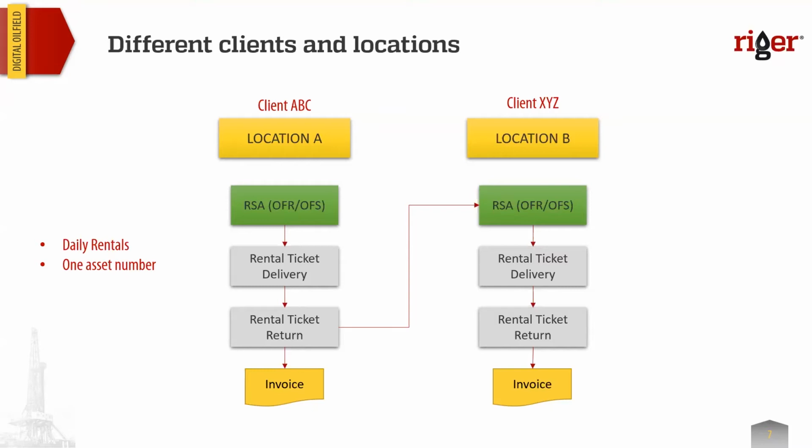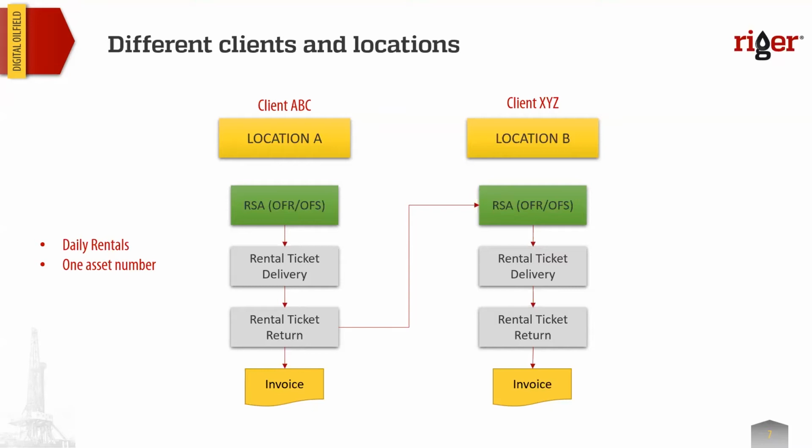Let's assume in this very simple scenario that the client has used our equipment and now wants to return it the same day. Okay, no problem. We generate a rental ticket return and we issue the invoice for this day for this asset number. But now if another client, XYZ, requests the same equipment at a different location, location B, again we have to set up a new rental service agreement. It's another client, and we may also have different rental charges for this client. So we set up a separate rental service agreement, and again we do the same procedure.